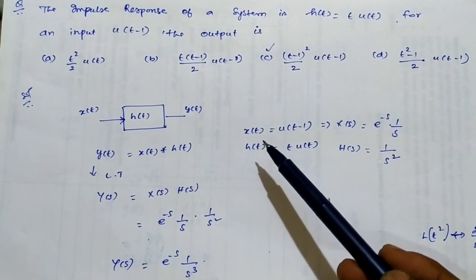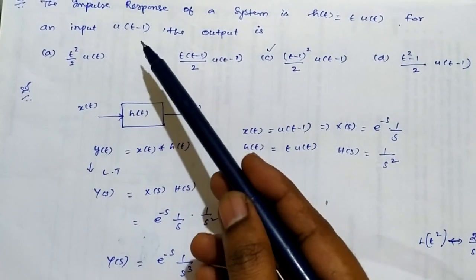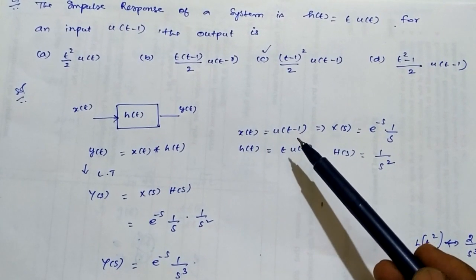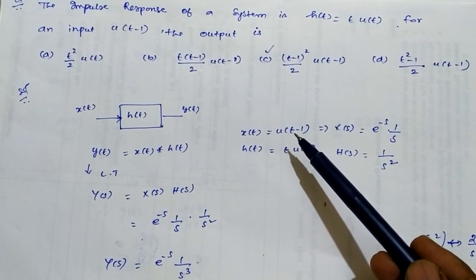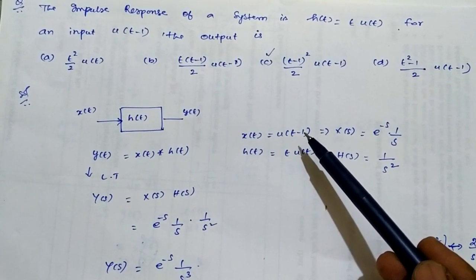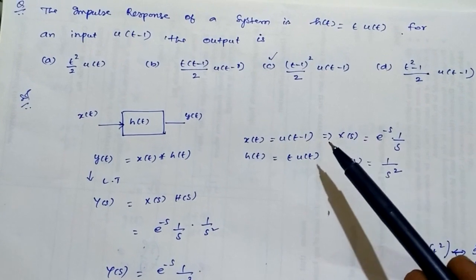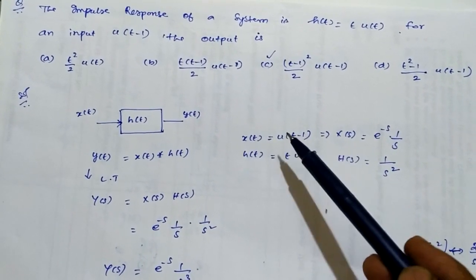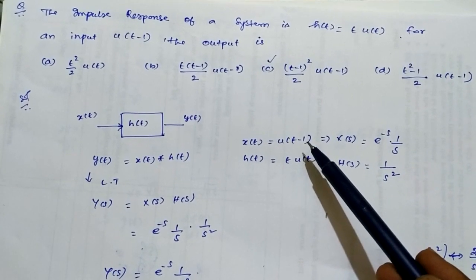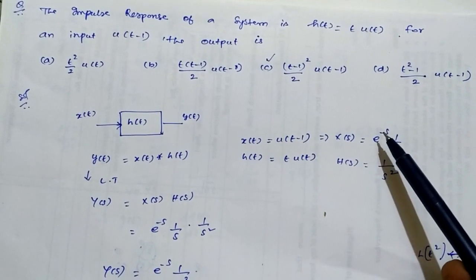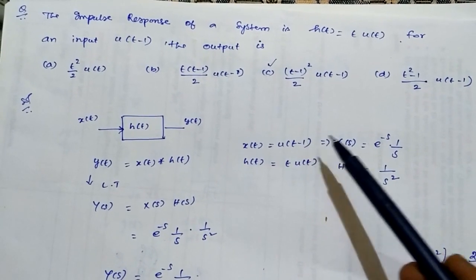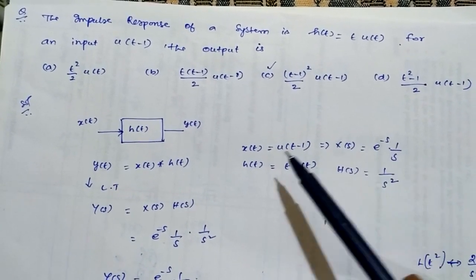So given x of t is u of t minus 1, it is a delayed version of a step function by a delay amount of 1. So when we take Laplace transform, a step function's Laplace is 1 by s, and it is delayed by 1, so e power minus 1 into s.